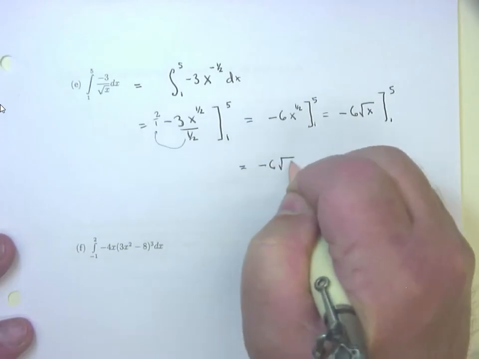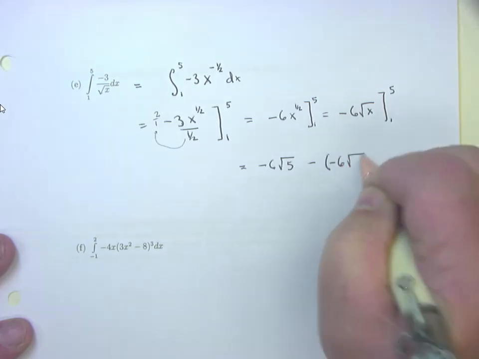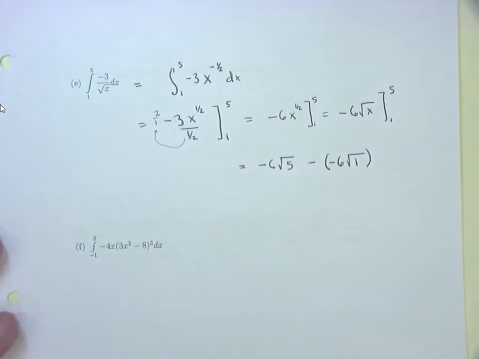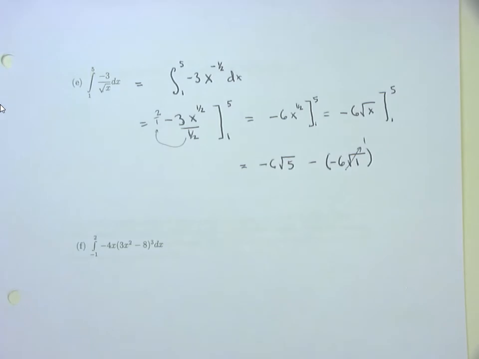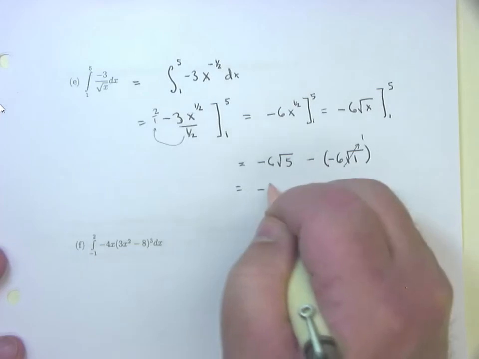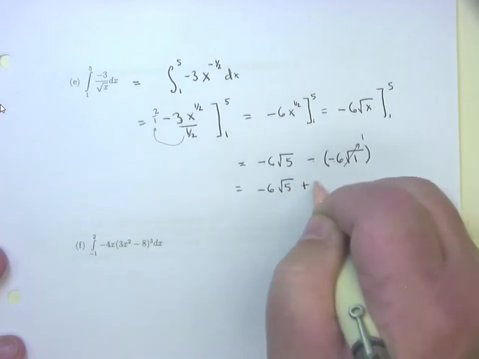Now, applying my fundamental theorem of calculus, plug in top minus plug in bottom, this gives me -6 times the square root of 5 minus -6 times the square root of 1. We'll clean it up. What's the square root of 1? 1, things you know from, I don't know, 5th grade or something. Okay, square root of 1 is 1. And then putting it together, this gives you -6 times the square root of 5. A minus makes it a plus 6.